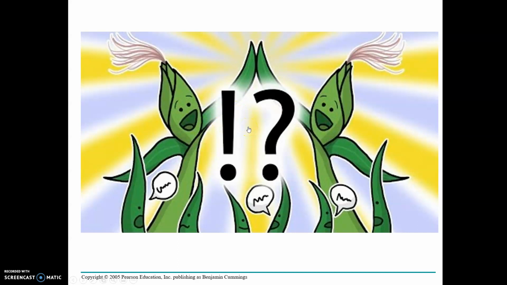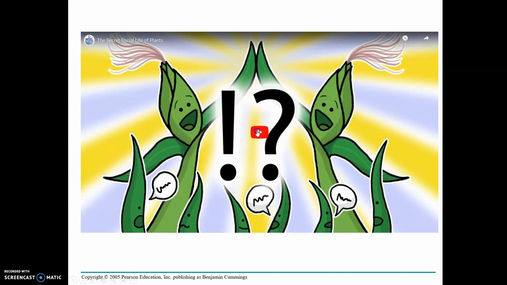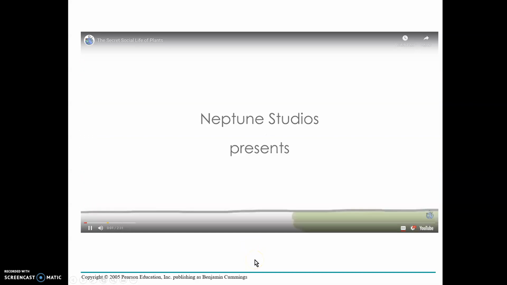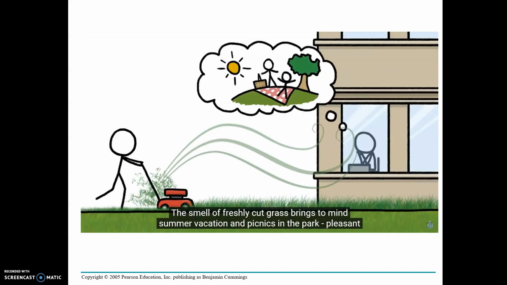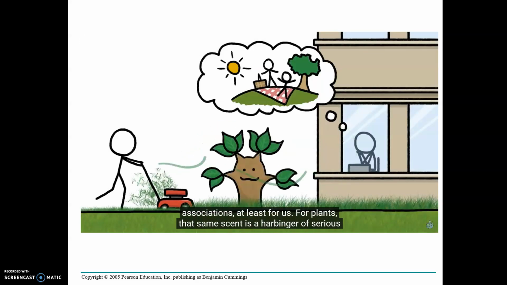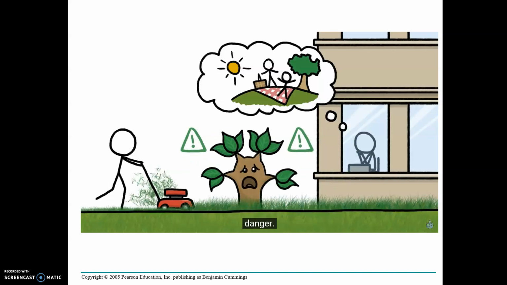But can plants talk to each other? The smell of freshly cut grass brings to mind summer vacation and picnics in the park. Pleasant associations, at least for us. For plants, that same scent is a harbinger of serious danger.